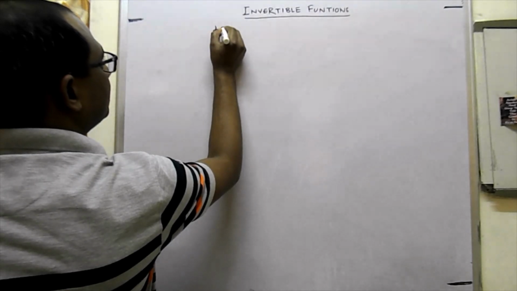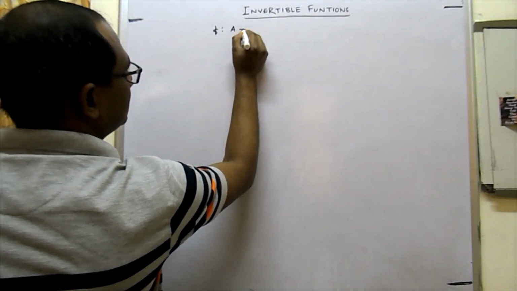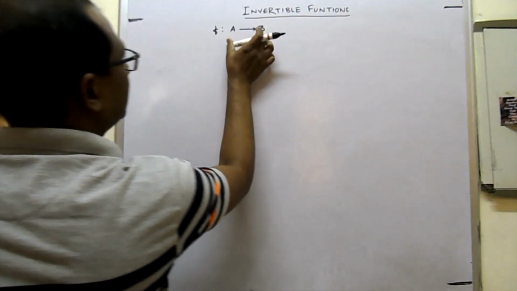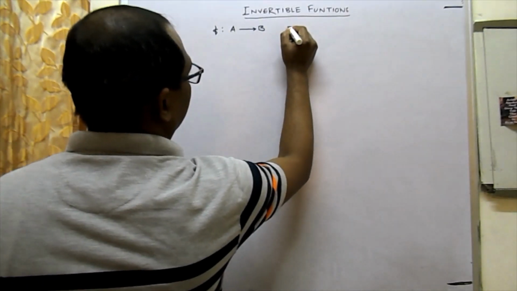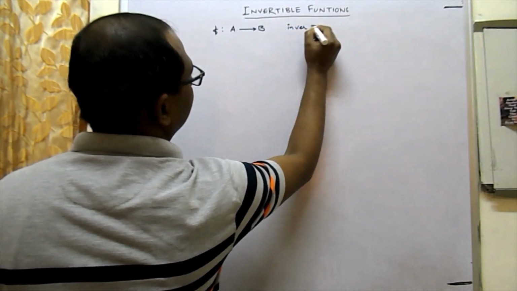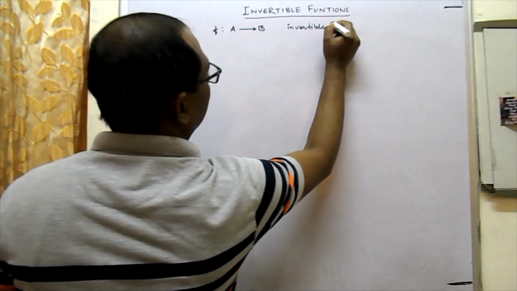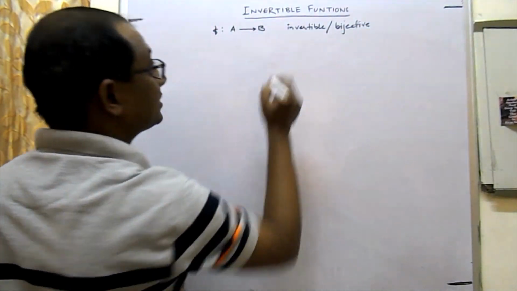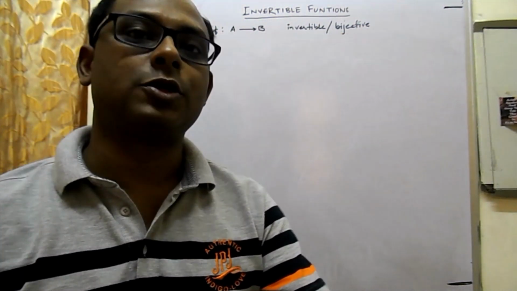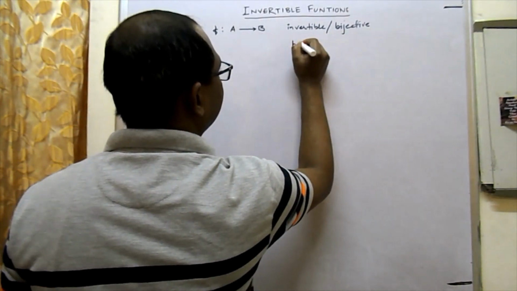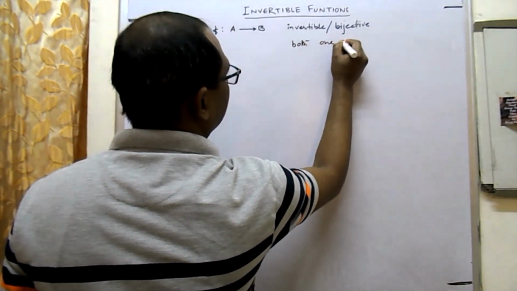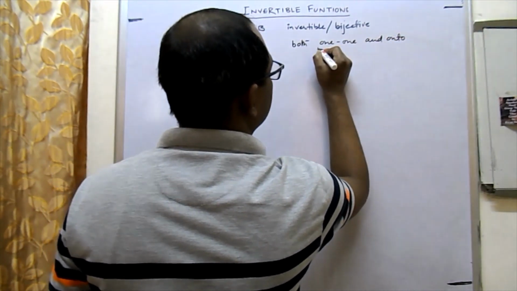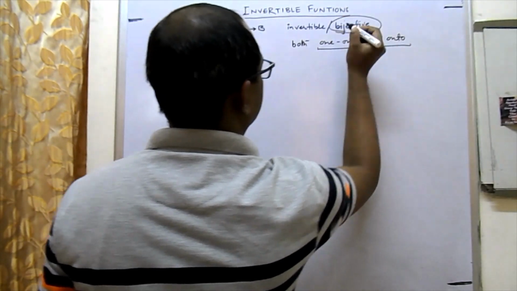A function f from a non-empty set A to another non-empty set B is said to be invertible or bijective if it is both one-one and onto. All the functions which are one-one and onto are also called bijective.